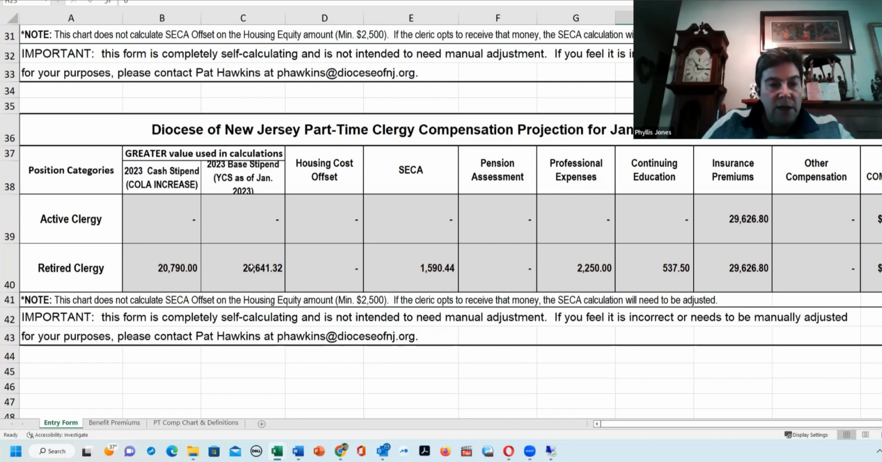And in our particular case, I believe, because that little arrow is over the base stipend, okay. So our cash stipend with the COLA increase is the higher of the two numbers. So that number is the number that you are required to use as your cash stipend for the coming year. And that's the number that everything else, the SECA, the pension assessment, if it applies, is calculated based on. I just want to make sure that everybody's clear with that, or if you do have any questions, now's the time.